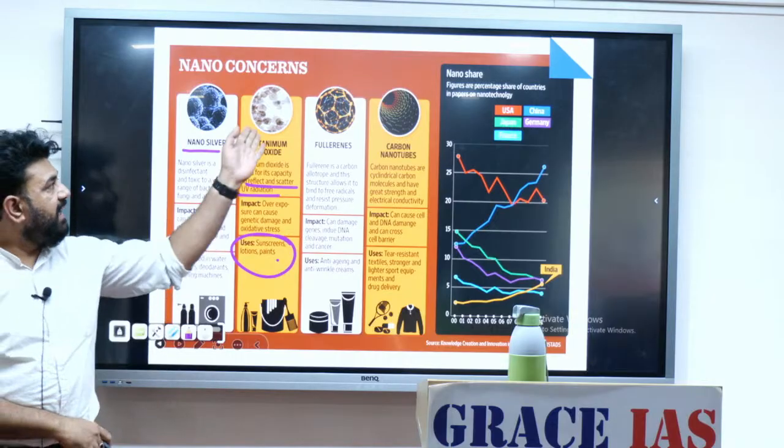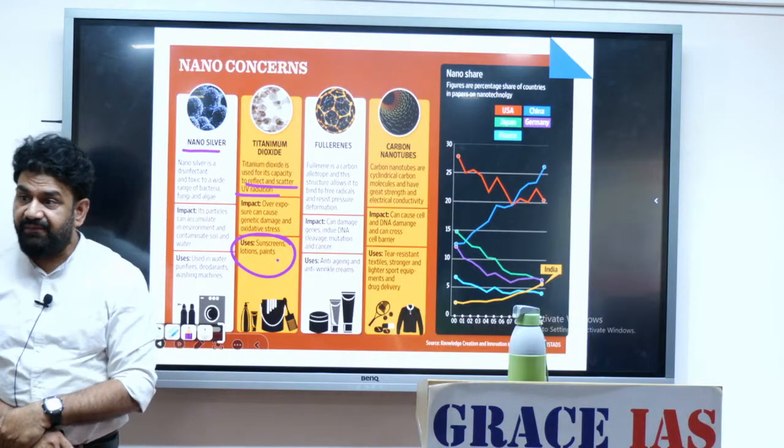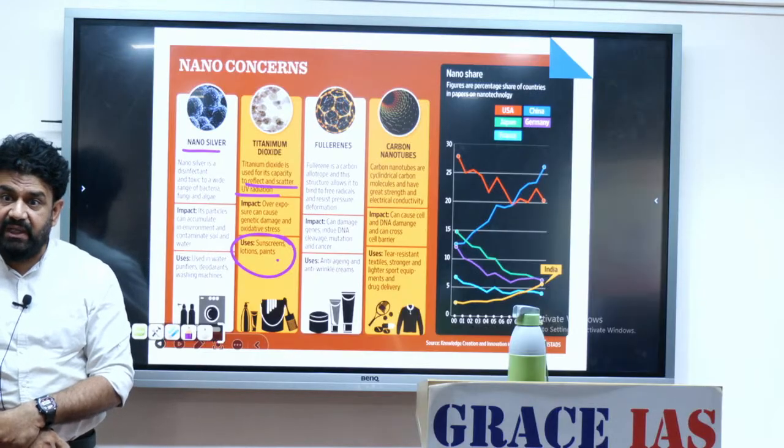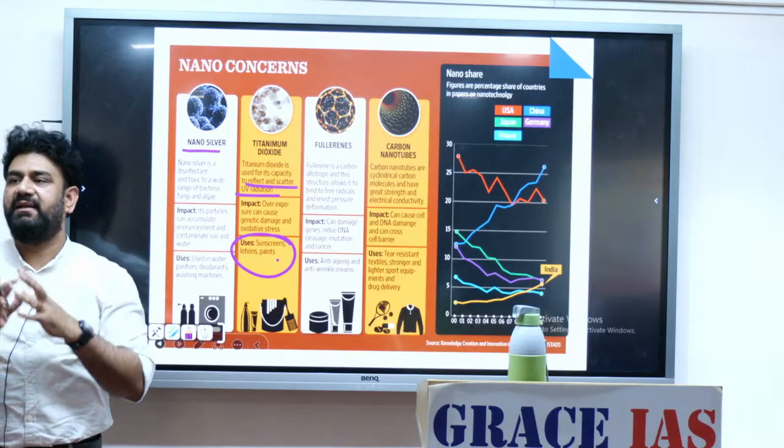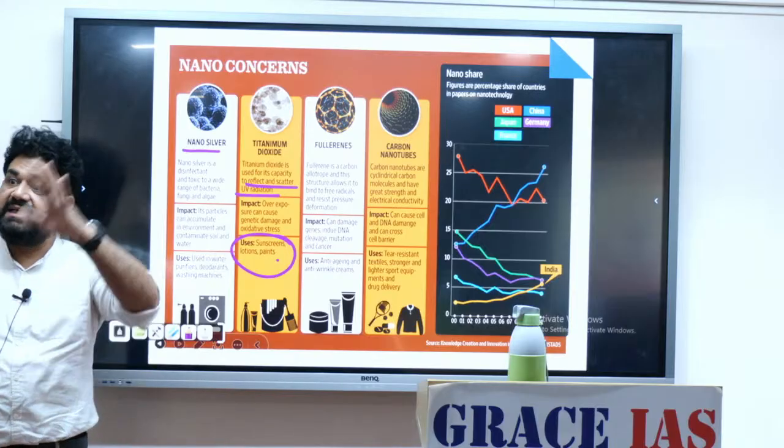Can we have titanium dioxide nano coating on the car surface to prevent fading of the paint in the car when you keep it under the sun? You can. Now look at how applications increase.